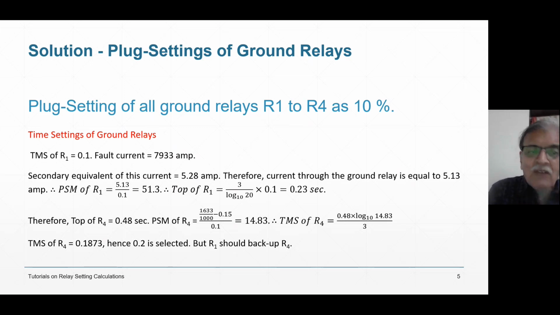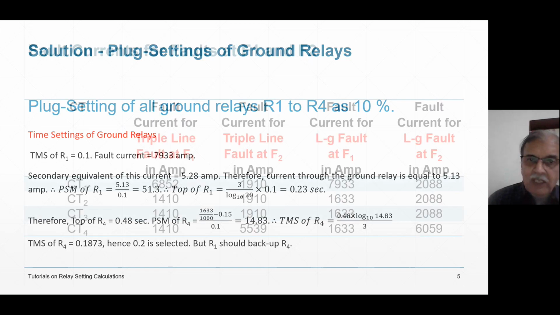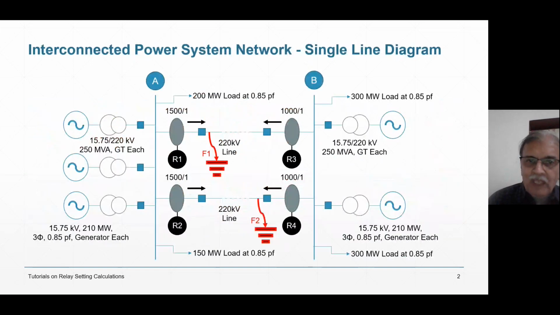So relay R1 TMS is 0.1, 10%, right? 10% of 1 ampere, that is 0.1. Therefore, my plug setting multiplier comes out to be 51.3. Now the time of operation of R1, I cannot take 51.3 because the highest I can take is 20. We have many times talked, it is an IDMT relay. Therefore, 3 upon log 20 into 0.1 that I have assumed. So 0.23 second.